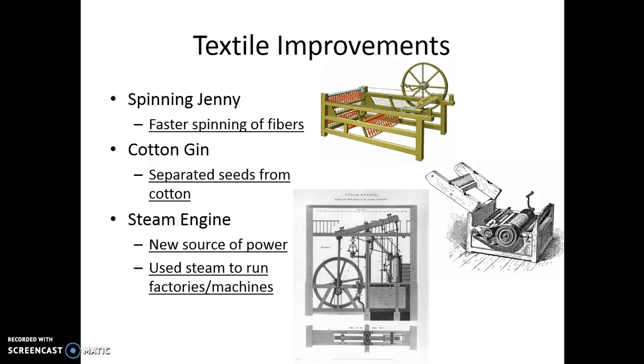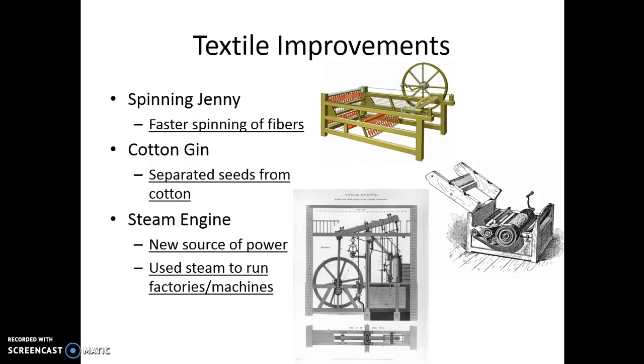We also see the development of machines that are going to help improve textile manufacturing. The spinning jenny, which is the machine that you see here, allows for this faster spinning of fiber so that you can make cloth a lot quicker. We also see the development of the cotton gin, which was invented by Eli Whitney, and this allowed for the production of more cloth as well, because you could separate the cotton from the seeds a lot faster through the cotton gin than you could by hand.